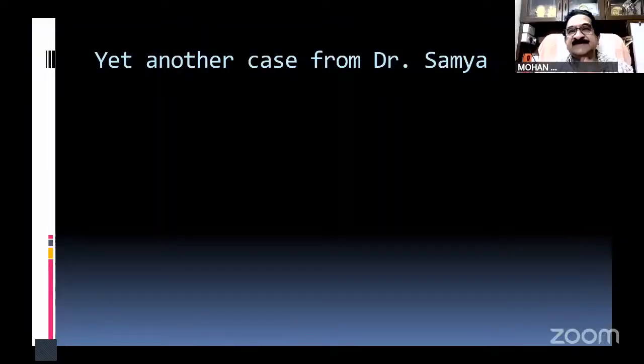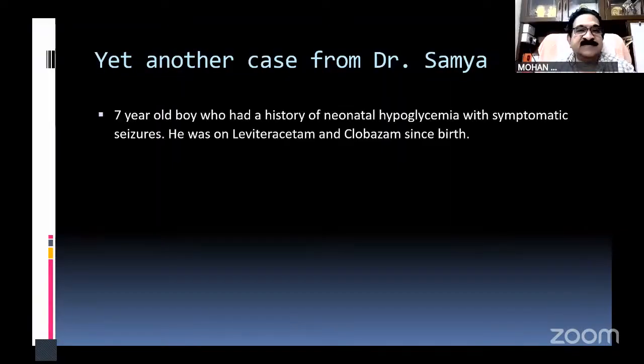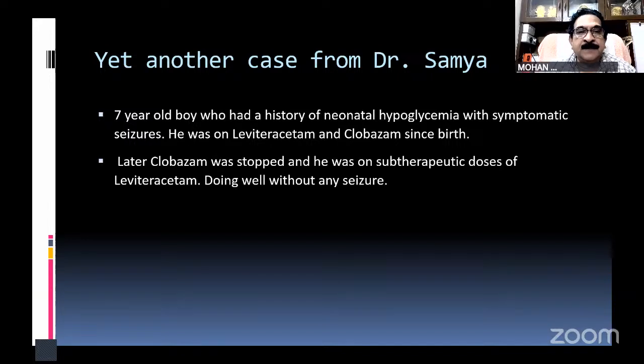Now, this is again another case by Dr. Samia. This is a very short case. A 7-year-old boy who had a history of neonatal hypoglycemia with symptomatic seizures. He was on levetiracetam and clobazam since birth. Later, clobazam was stopped and he was on a subtherapeutic dose of levetiracetam. However, even with that dose, he was doing very well without any seizure.